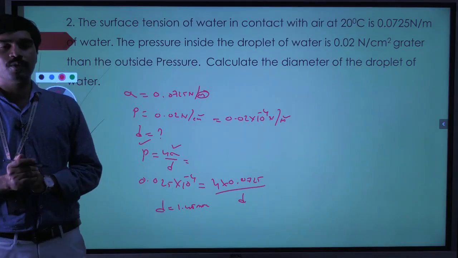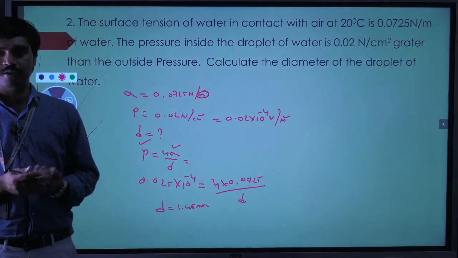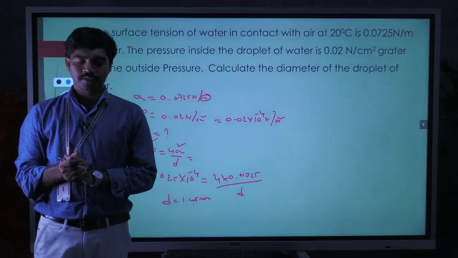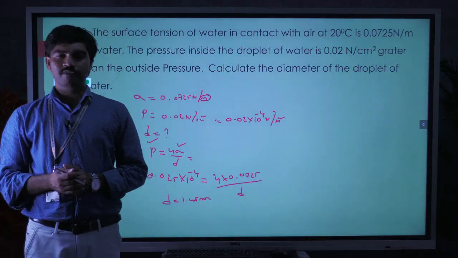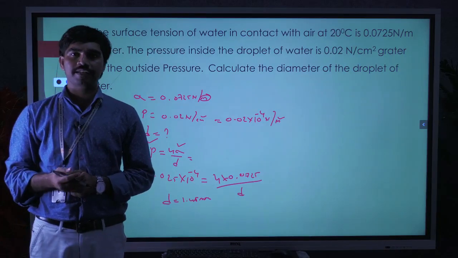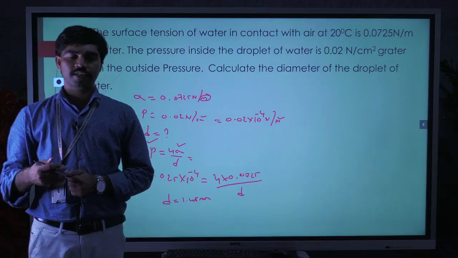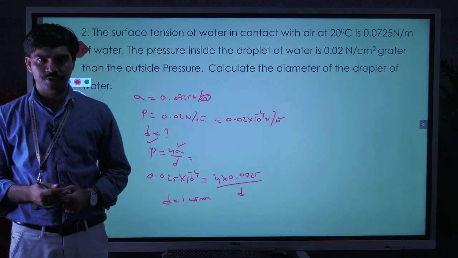I hope you understand the concept of surface tension, and we already solved a few numerical problems. This is a very important concept in terms of fluid properties. We will meet you in the next session. In the next session we will discuss capillarity, and also we will try to solve a few numerical problems related to capillary action. Thank you for your attention.